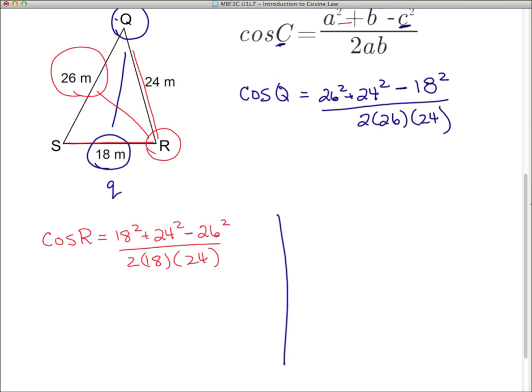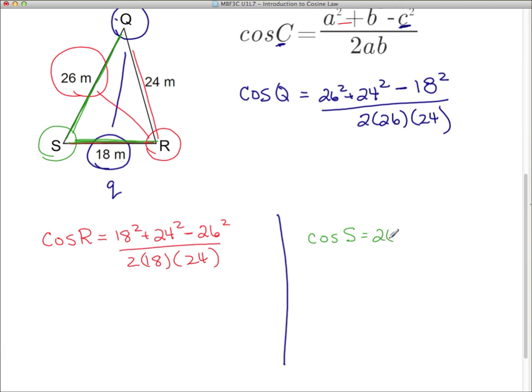I'm going to do it one more time. This time I'm going to do it in green. And say, if I were finding S, I write down cos S. And then I'm going to write down the angles. The A and the B are the two things that make up angle S. So the 26 and the 18.